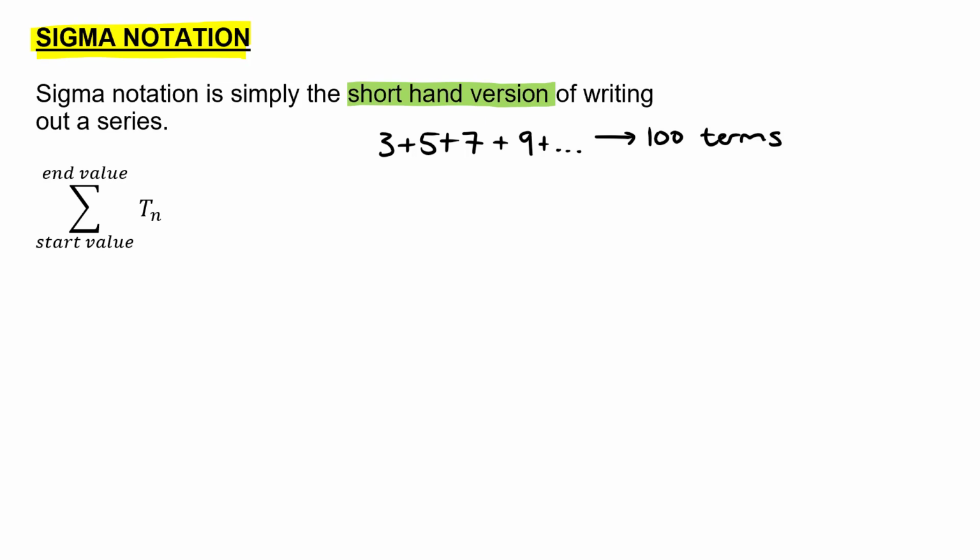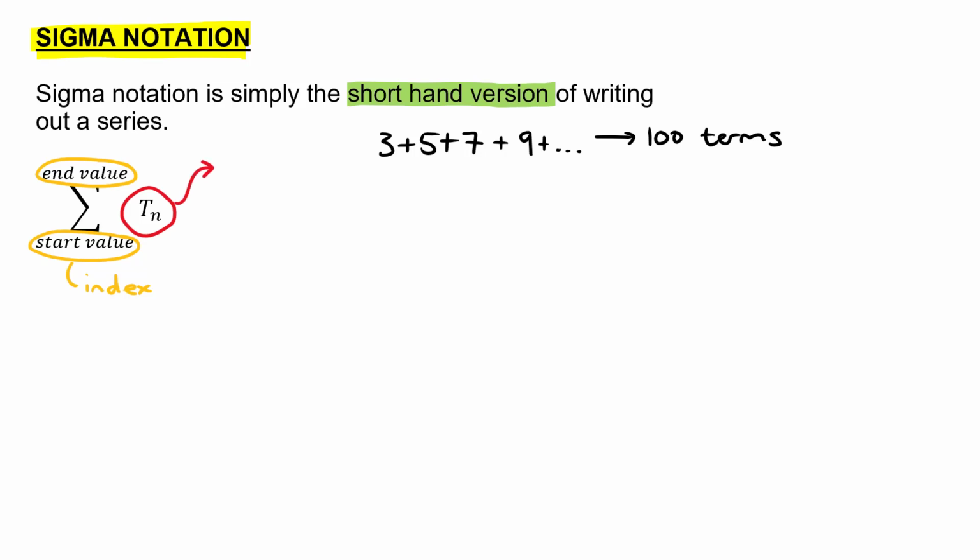The notation itself looks something like this, where we've got this capital Greek letter S, the sigma, and at the top we've got our ending value, and at the bottom we've got our starting value. Those two are what we call the index of the series, and I'll explain exactly how that works in a minute. Next to the sigma notation, we've always got Tn.